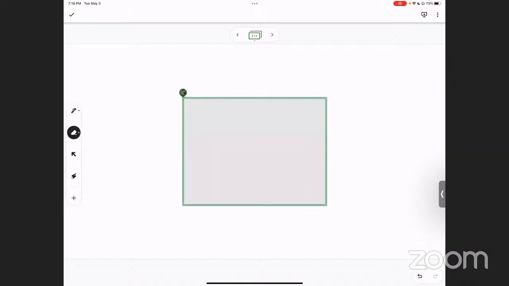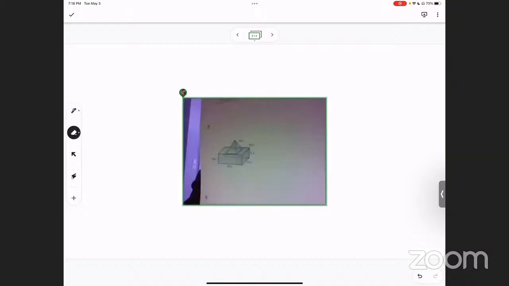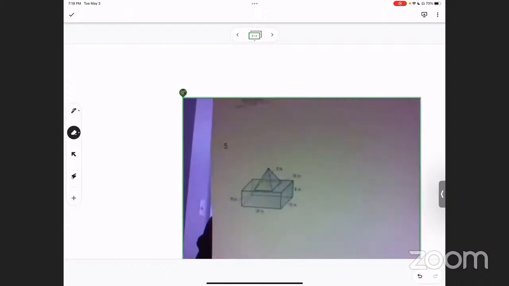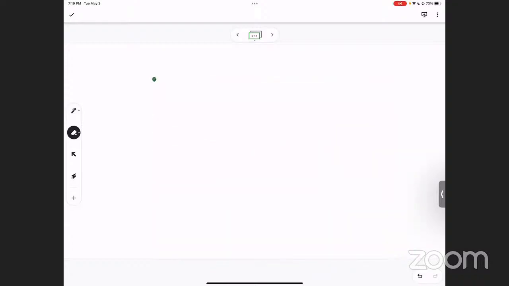Before you paste it, try to zoom in. It'll be better. No, that's the same one that you did before. Yeah. I don't know how to get the image on here. Maybe I can try to take a picture with my phone.